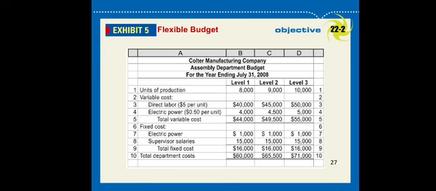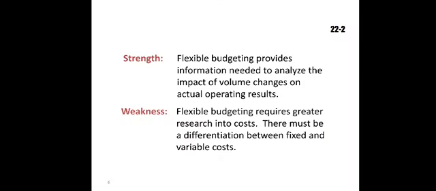In general, the answer is flexible budget is better because it considers the changes in the activity or unit of production. The higher the quantity of production or quantity of activities, the higher the expected cost, and vice versa. Okay, so see the strength and weakness of a flexible budget.